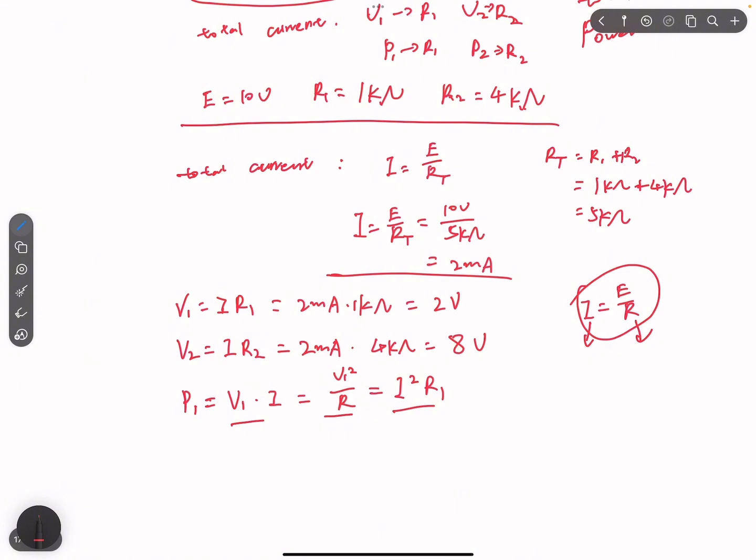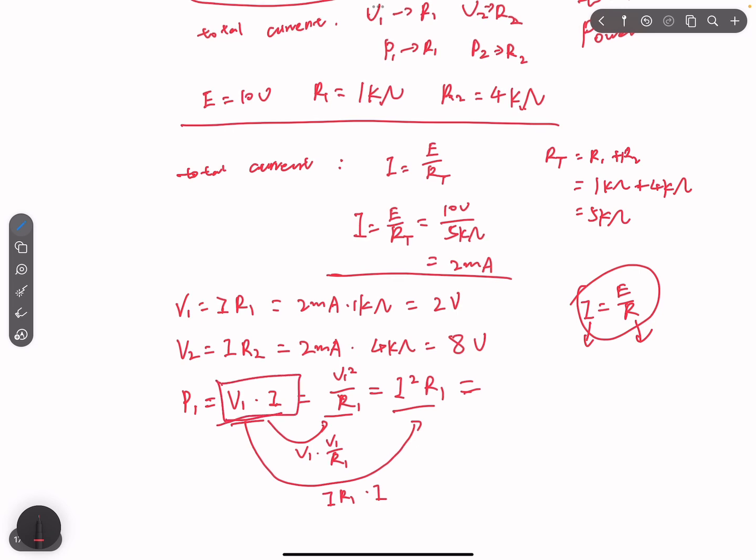We also have the voltage across R1. So from here, if we replace the current with V over R, that gives us V times V over R, so V1 times V1 over R. That will give us this formula. From here to here, if we replace V1 with I times R1, times I, that will give us I squared R.